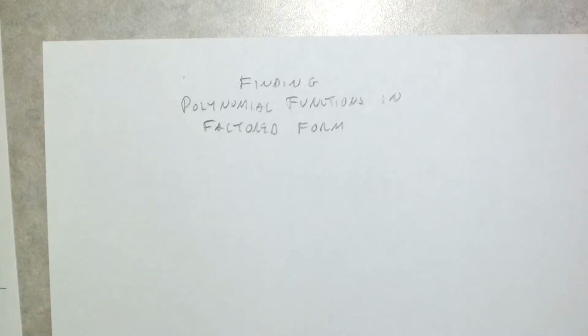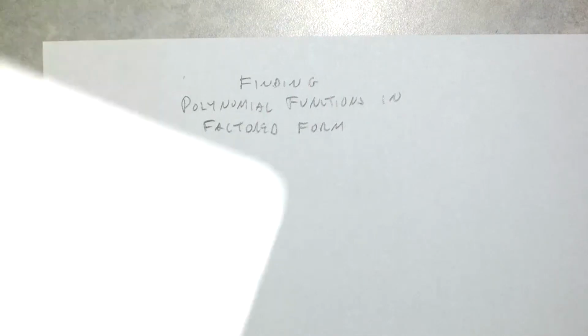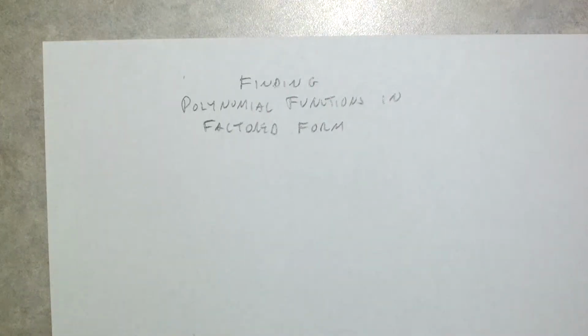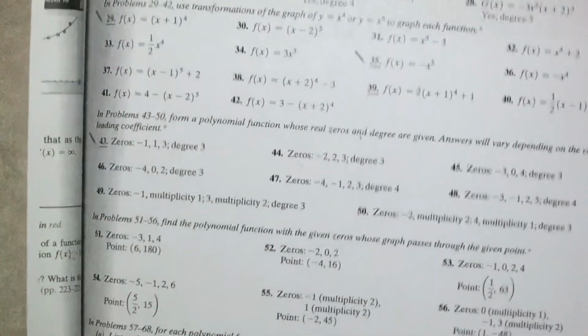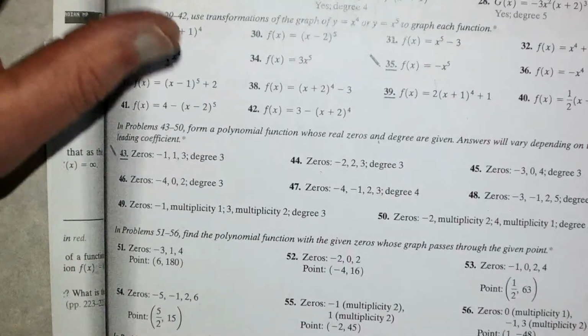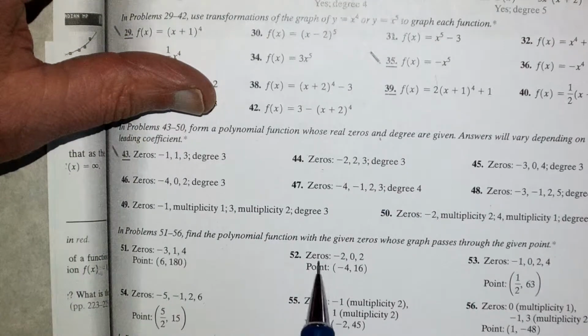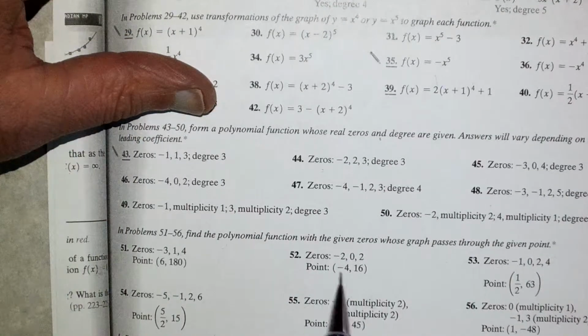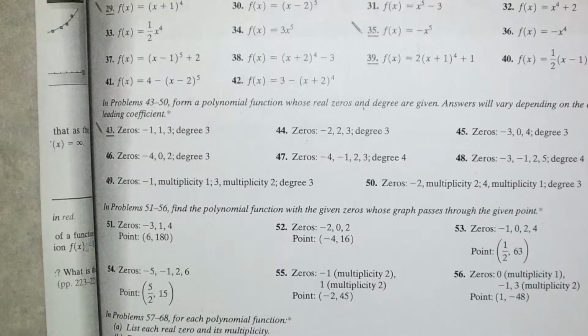In this video, we're going to take a look at how we could find a polynomial function in factored form from some given information. And I want the video to cover problems of two types. One is where we've been given information in this form, and it would be problems like I'm looking at problems out of section 5.1 of our book, where we've been given the zeros of the function and a particular point that it goes through.